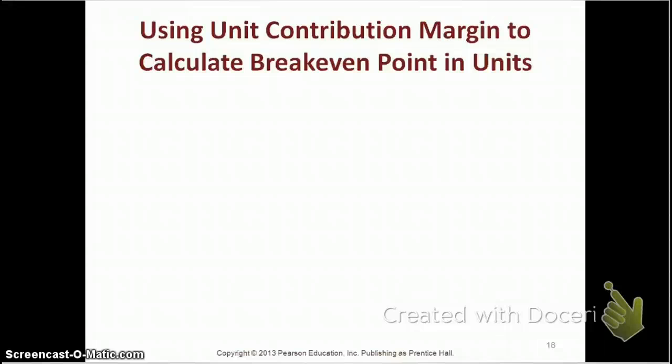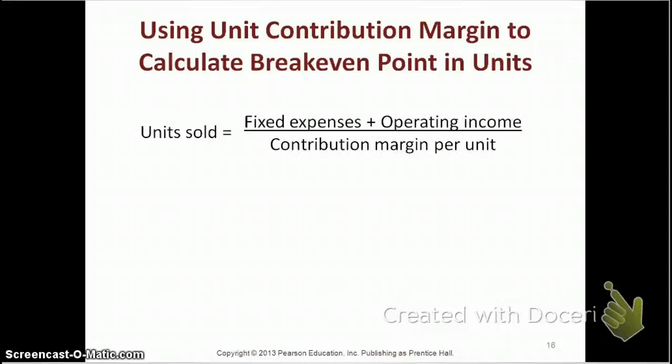When you're using this method, you have to use this particular formula. The formula says units sold is equal to your fixed expenses plus operating income divided by contribution margin per unit. Now let's use our numbers from that example to calculate our number of units sold. We already did it once, so you know that we're going to end up with 500 posters, but let's go ahead and do the calculation.